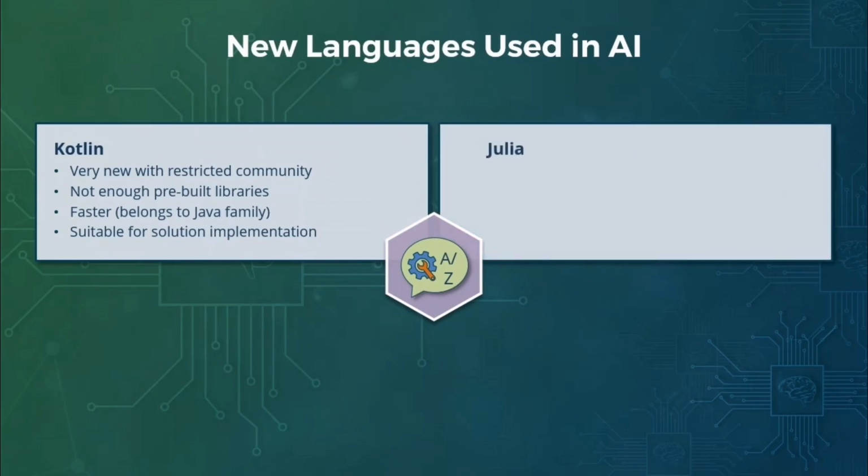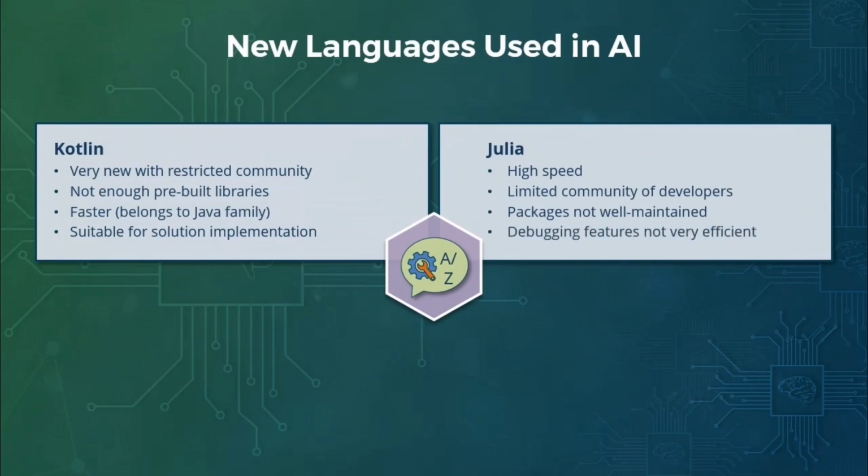The next language is Julia. It is a high-speed implementation language mostly used for scientific computing and data processing. It is a fairly new language and hence has a limited community of developers. The packages are not well maintained and one might face issues occasionally while installing packages. The debugging features available in Julia are not very efficient.